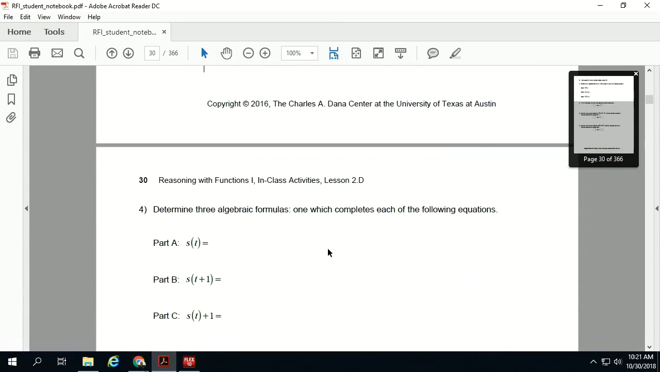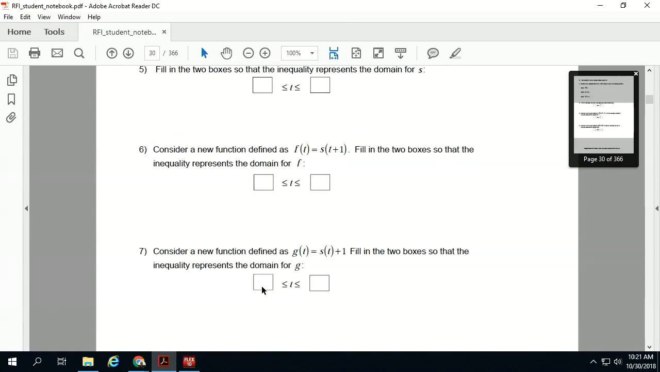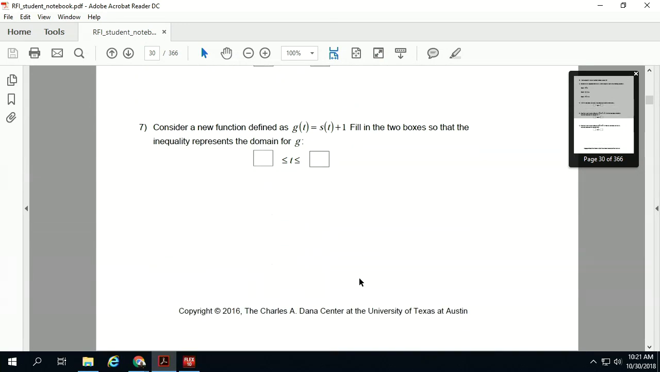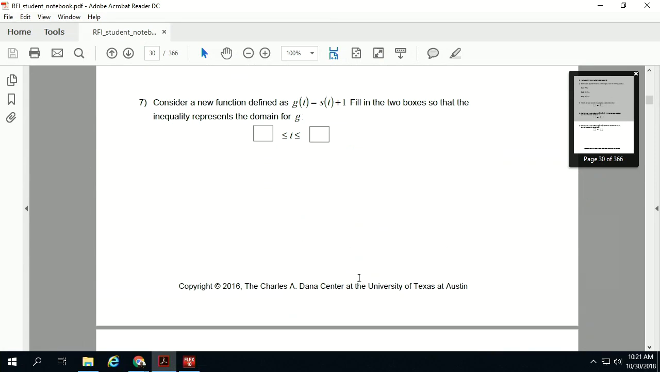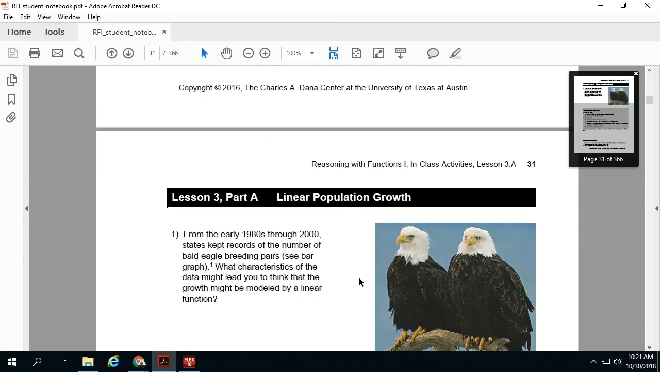Page 31. So when do we write the last one then? Or is number 7? I would write from 0 to 3.5, because it's not exactly 3.5 seconds. It's a little bit more than 3.5 seconds.